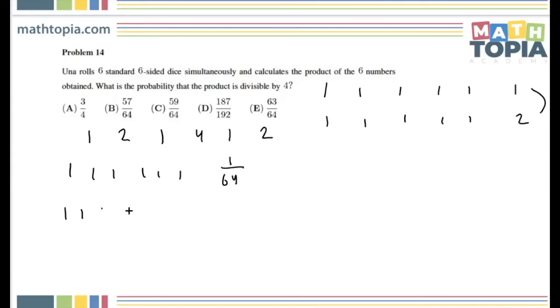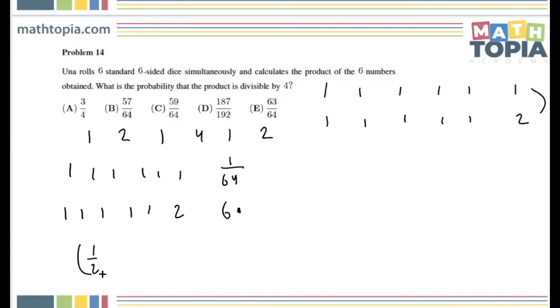And then for this case, well, we can choose the 2 to be anywhere we want in any of 6 locations, right? We can have it in the first, second, third, fourth, fifth, or sixth spot, and in any one of the six-sided dice. But then the probability of this happening is just 1/2 to the power of 5.